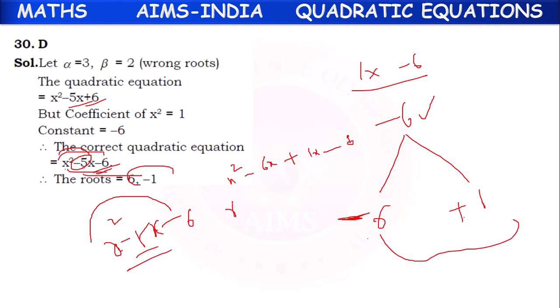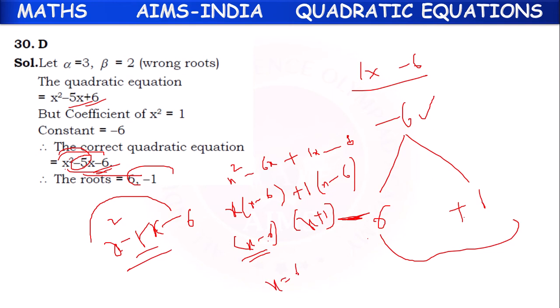If we find the factors, if we take x common, x minus 6. If we take 1 common, x minus 6 will come. If we take x minus 6 common, here x will remain, here plus 1 will remain. So if x minus 6 equal to 0, x equal to plus 6. If x plus 1 equal to 0, x equal to minus 1. So 6 and minus 1 are the correct roots, children.